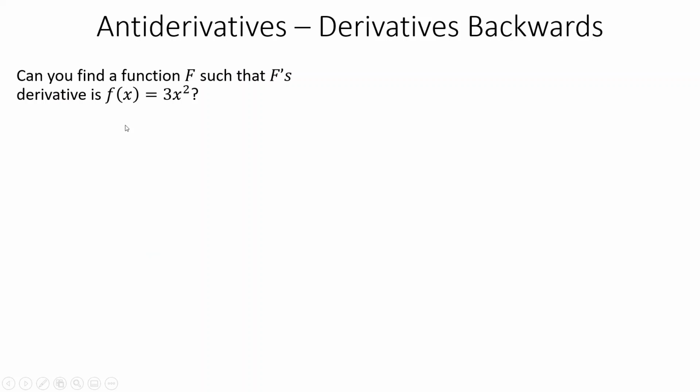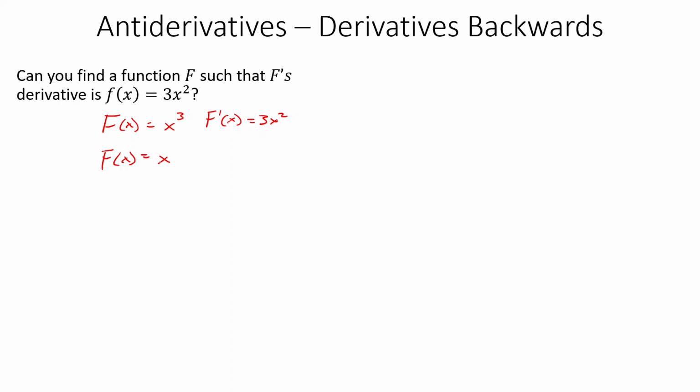All right, so first up, can you find a function capital F such that F's derivative is lowercase f, which is 3x squared? So what function's derivative is going to be 3x squared? Well, we know we're going to have to bring down the exponent. So maybe if this was a 3 up here, we'd bring down the 3, and then one less exponent would give us a 2. So maybe capital F is x to the third, because then its derivative would be 3x squared. That works.